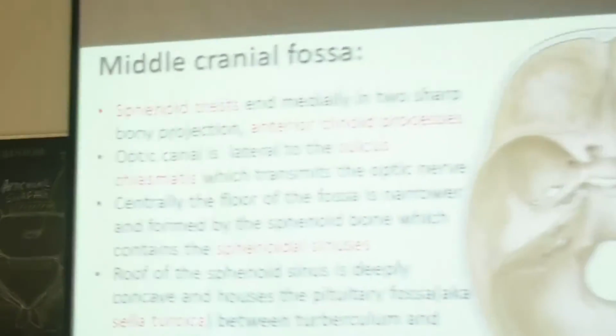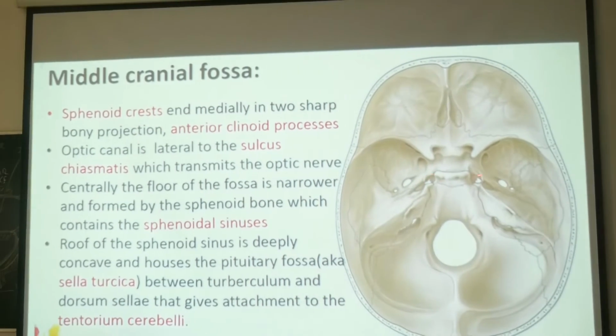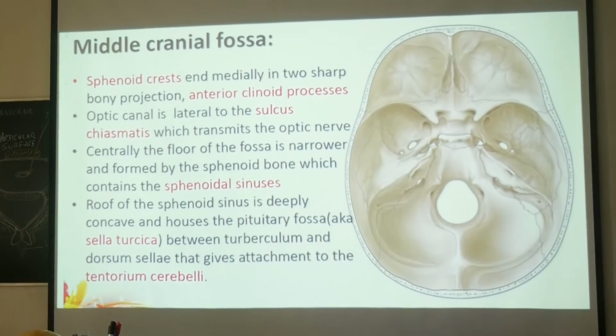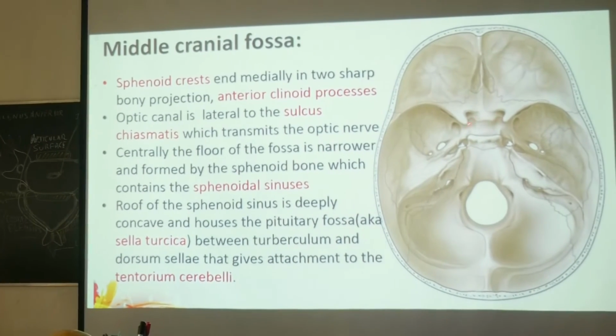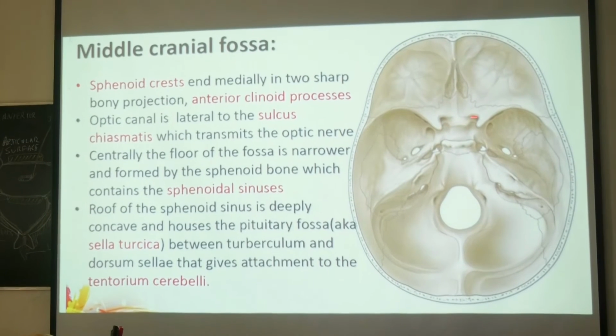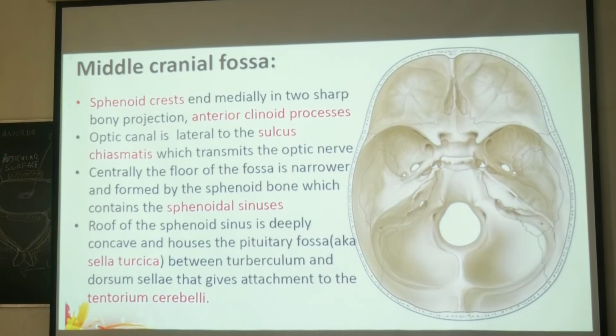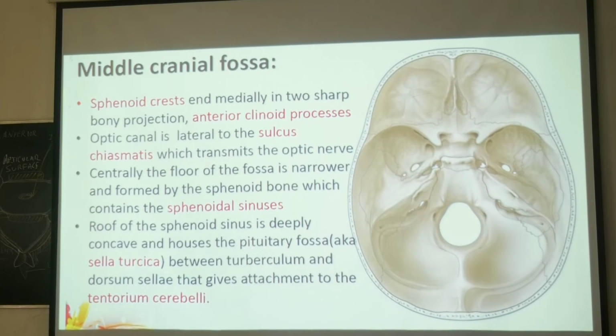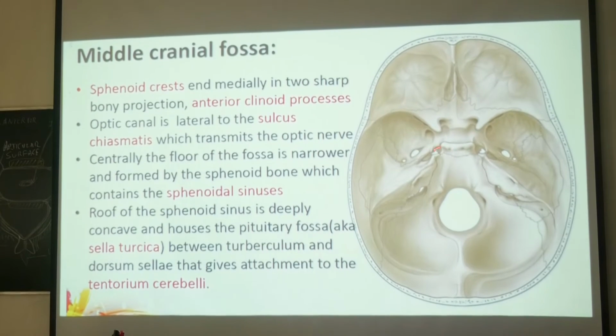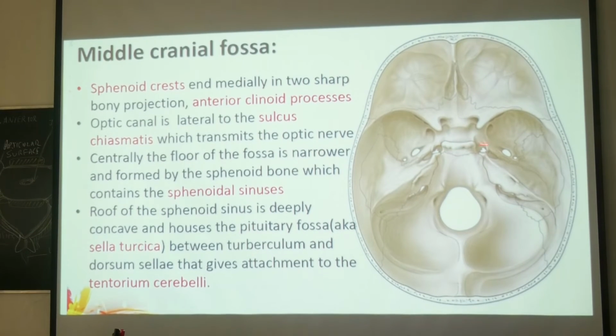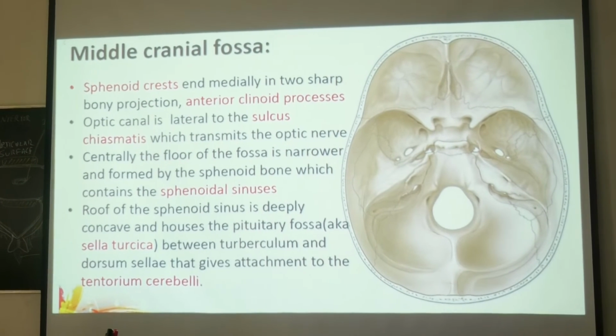Sella turcica is here, and this lies between the tuberculum sellae in front. This is the tuberculum sellae, and the dorsum sellae behind. This is the dorsum sellae. The projections on the two sides of the tuberculum sellae are known as the middle clinoid processes. And the projections on the two sides of the dorsum sellae are known as the posterior clinoid processes.